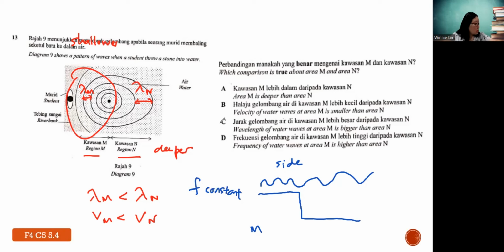So let's see the options. Which one is the correct answer? Area M is deeper. Wrong, teacher said already, M is shallower. Velocity of water wave at area M is smaller. Correct, right? M is smaller. Wavelength at M is bigger. Wrong. It should be smaller also. Frequency of wave M is higher. No. They are supposed to have the same frequency. So this is wrong. So the option is B.